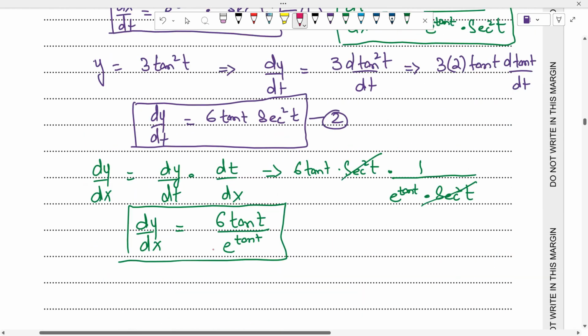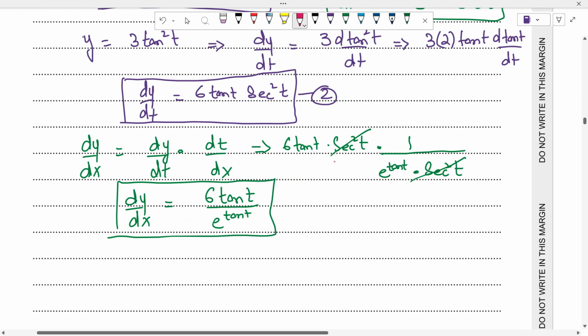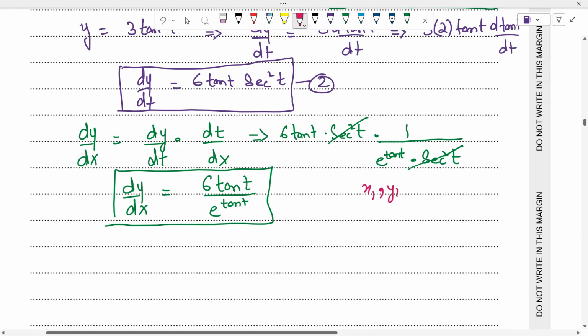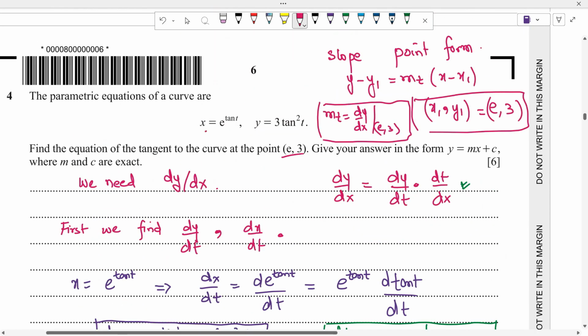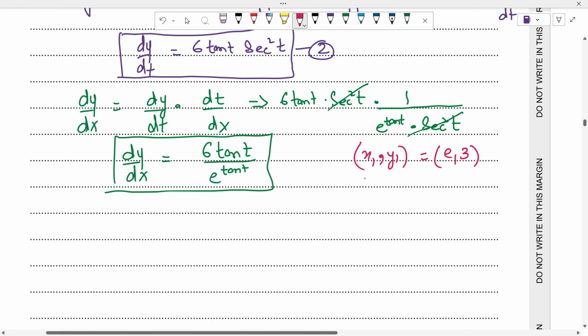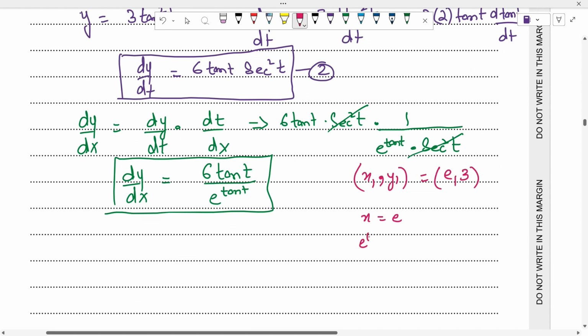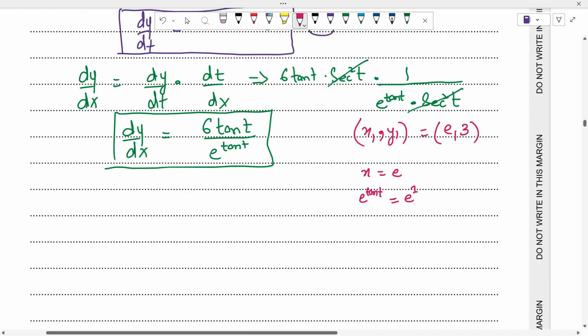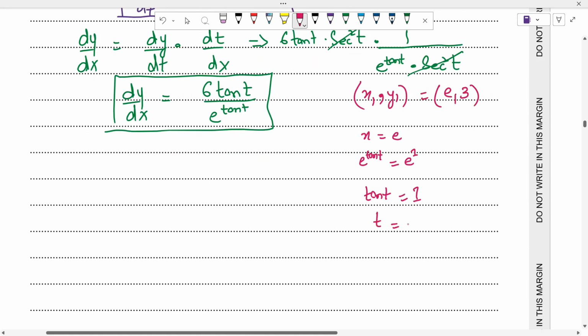Now we have dy/dx, but it is in terms of t, and we have the coordinates x and y. We have x1 equals e and y1 equals 3. So we plug these values in to find t. We can say x equals e, and x equals e to the power of tan t equals e. Comparing the powers, tan t equals 1, and t equals tan inverse of 1, which equals pi by 4.